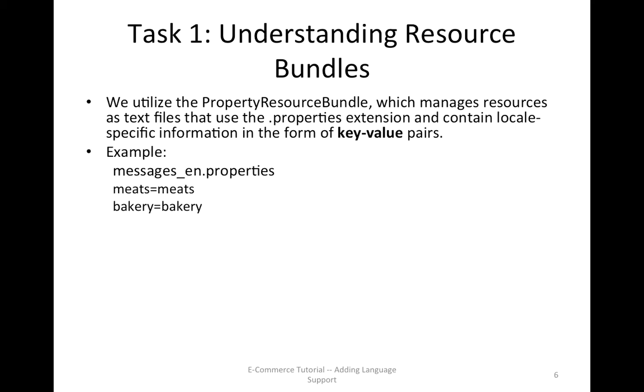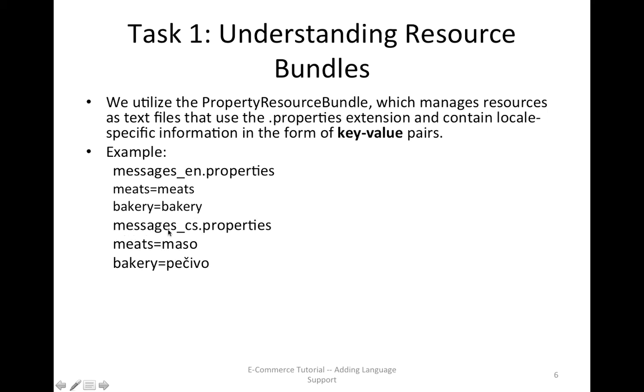For example, in this text file, messages.properties, we specify the key-value pairs: meats as the key, the value is meats; bakery as the key, and the value is bakery. That's understandable since it's English. So you see the meats, what does that mean? It means meats. It's a bakery, then it is bakery.